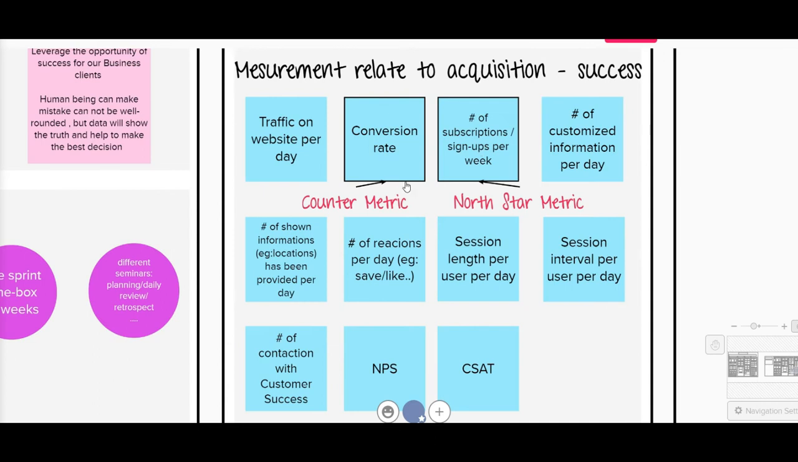And just in case we only focus on this North Star metric, maybe we will lose our mind and go astray. So I choose the counter metric to be the conversion rate. Because in some cases, the number of subscriptions can be high, but if the conversion rate is low, it means our product is not very attractive to our users. That is the reason why I choose the conversion rate to be our counter metric.